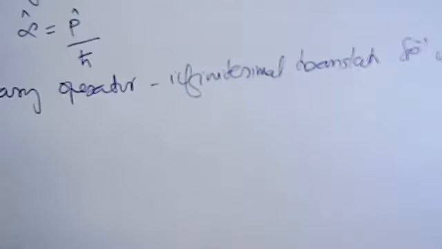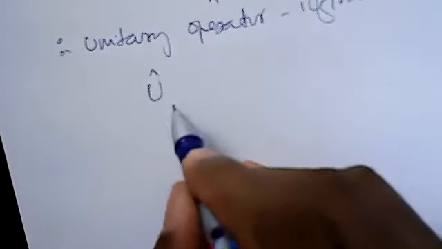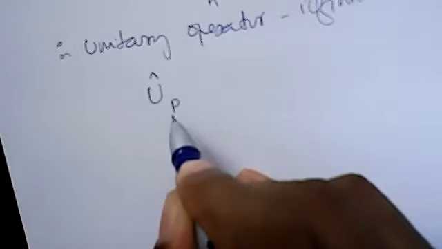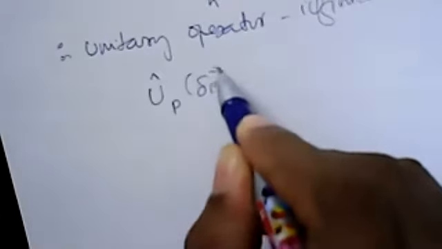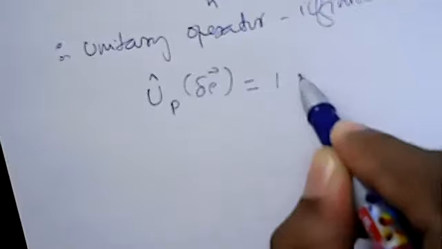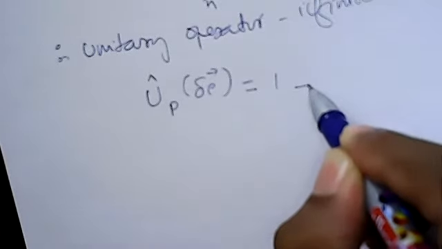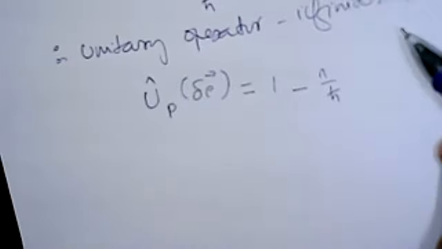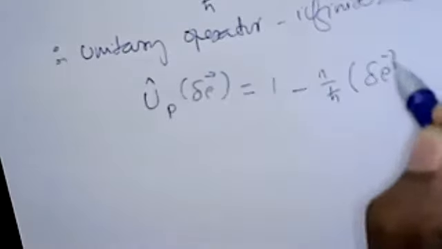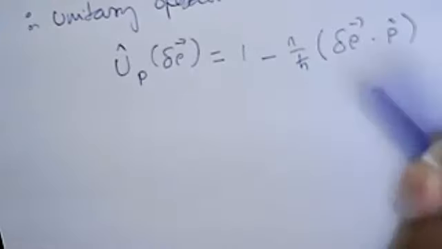Infinitesimal translation: delta rho. The unitary operator becomes U. Instead of U alpha, you can write U_p of delta rho, which is nothing but 1 minus i by h cross delta rho dot p, or e to the power of minus i by h cross delta rho dot p, plus higher-order terms that we can neglect. So we have found the unitary operator.